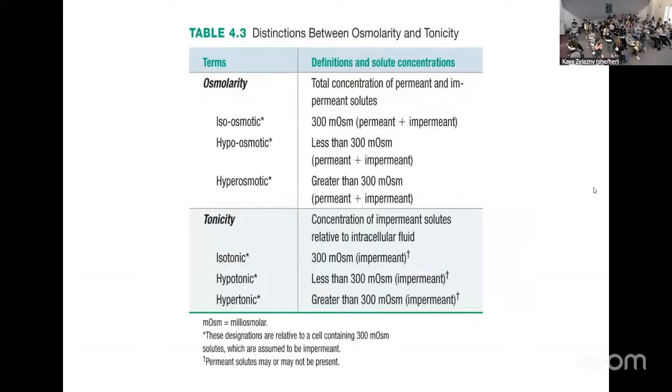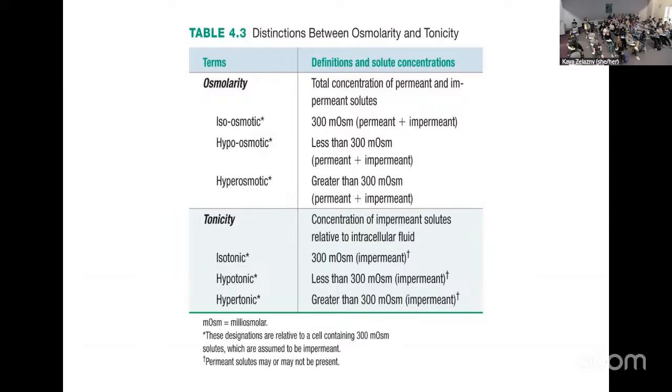So here we have some terms described out, relating those osmolarity and tonicity concepts. So we have similar terminology for both. We have those prefixes, iso, hypo, and hyper. Iso meaning same, hypo meaning less, hyper meaning more.